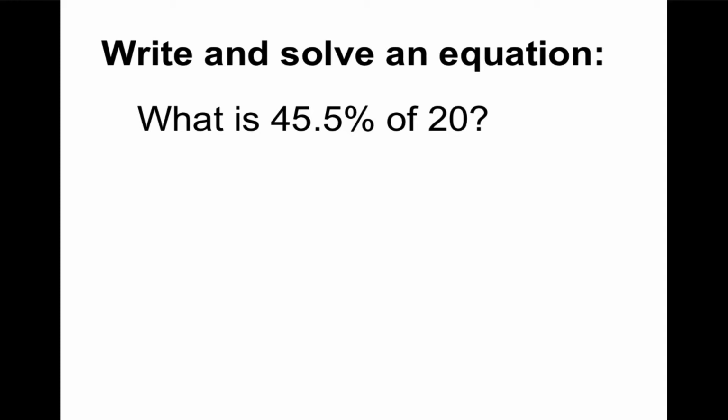Okay, first of all, translating. What, the variable, is equals 45.5% would be 0.455 of times 20. So in this case, we're just going to multiply 0.455 times 20, and that will be the answer. N equals 9.1.